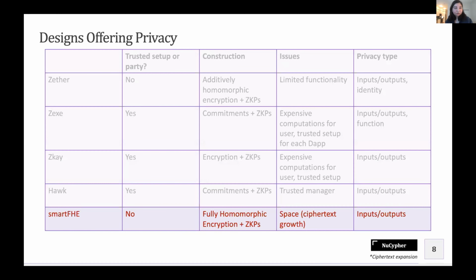We are proposing a new design that offers privacy. Our design is called SmartFHE. It will have no trusted setups, no trusted parties involved. It's going to differ in construction from the previous 4 in that it will use zero-knowledge proofs, but instead of using partially homomorphic encryption or commitments, it is going to use fully homomorphic encryption. It will offer input-output privacy as needed, and the primary issue with our construction is also that it's expensive, but it's expensive in a different way. The primary problem is space, particularly ciphertext growth with fully homomorphic encryption.